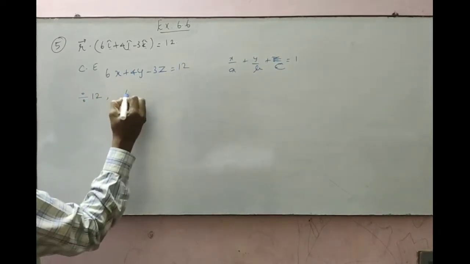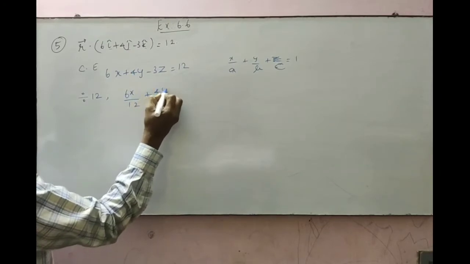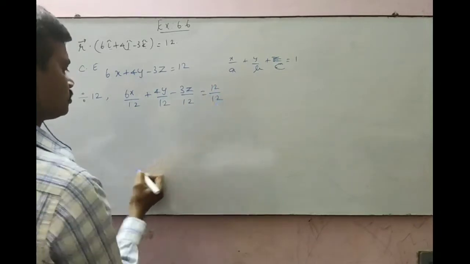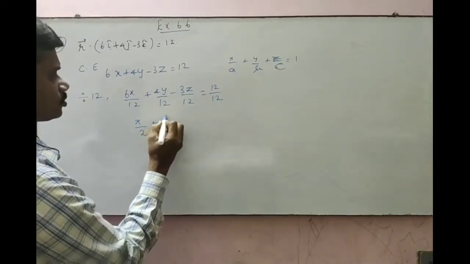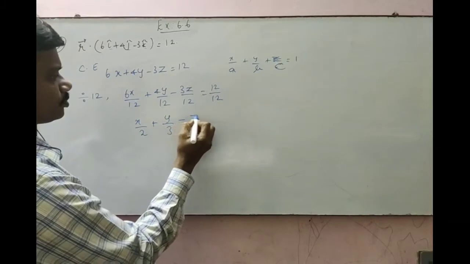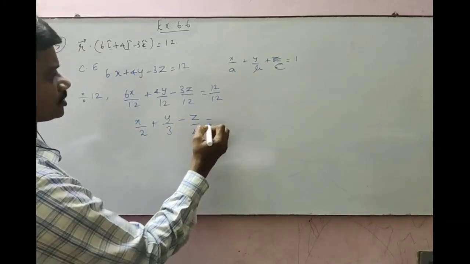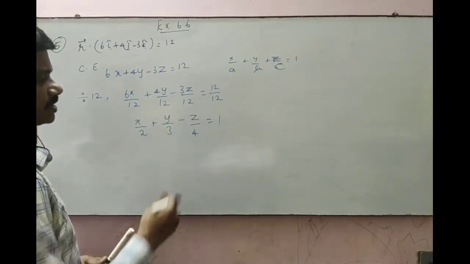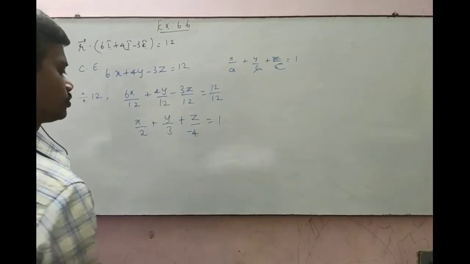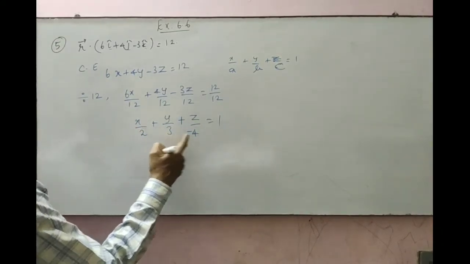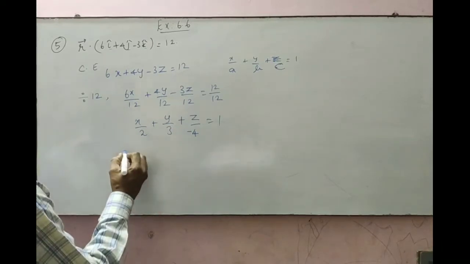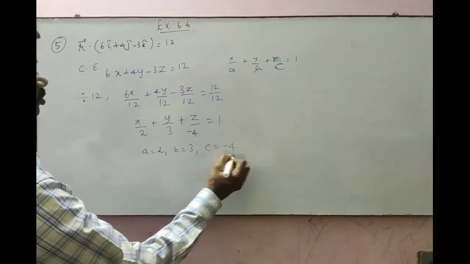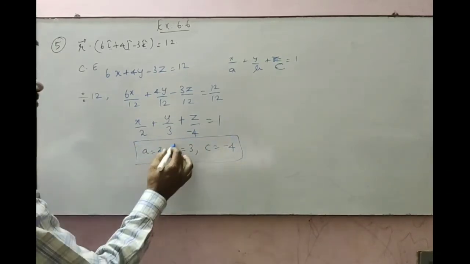Divide by 12. 6x by 12 plus 4y by 12 minus 3z by 12 equal to 12 by 12 gives x by 2 plus y by 3 minus z by 4 equal to 1. Here the minus should not come, so bring this minus into the denominator. Now this is the x intercept, y intercept and z intercept. So a is equal to 2, b is equal to 3, c is equal to minus 4. So these are the intercepts.